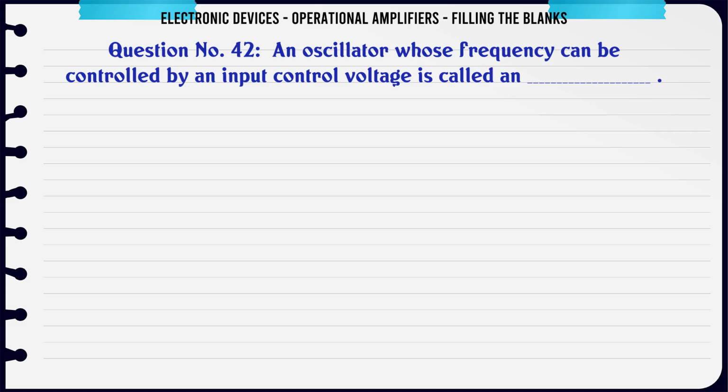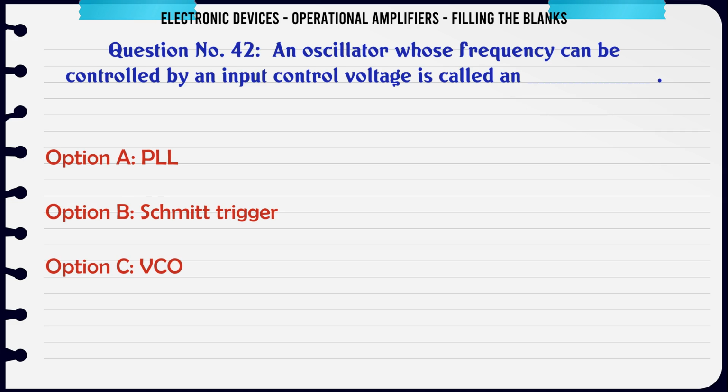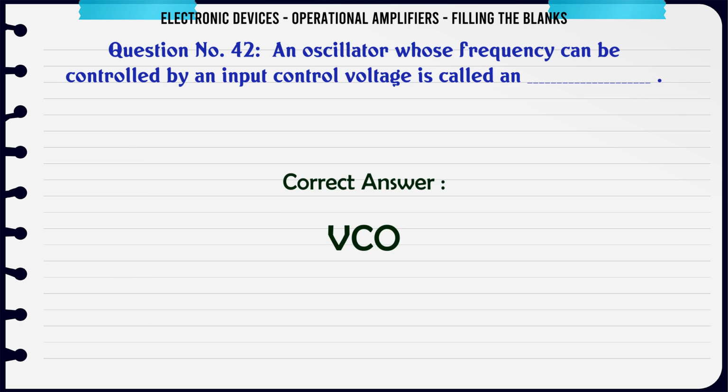An oscillator whose frequency can be controlled by an input control voltage is called a A. PLL, B. Schmitt trigger, C. VCO, D. SR latch. The correct answer is VCO.